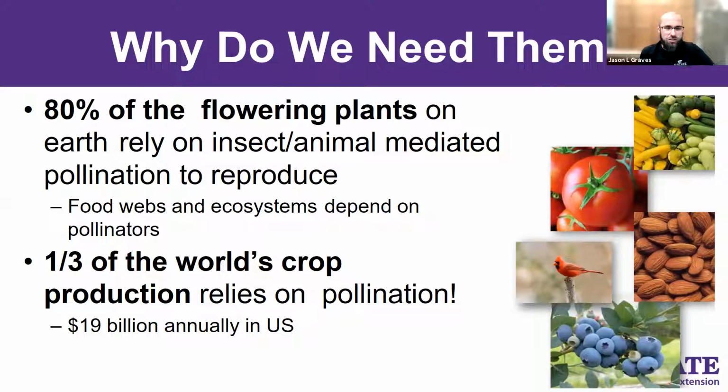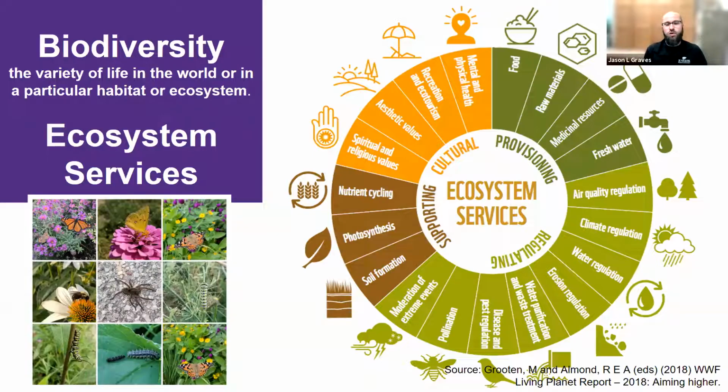But I like to use this word biodiversity a lot as well when we talk about pollinators, because this word refers really to life. Biodiversity is just that big scientific word for how much life is around us, right? Biodiversity is the variety of life in the world or in a particular habitat or ecosystem. And so pollinators are directly responsible for providing the biodiversity that really helps our environment function.